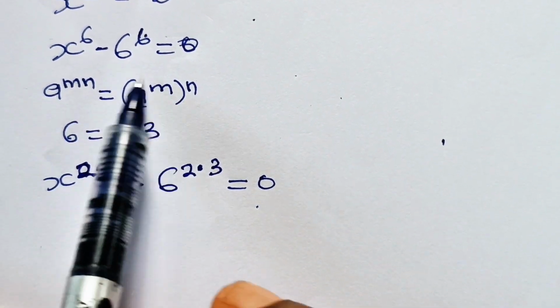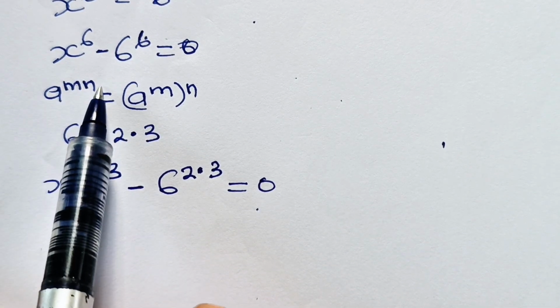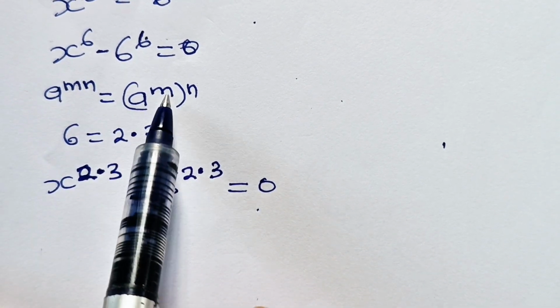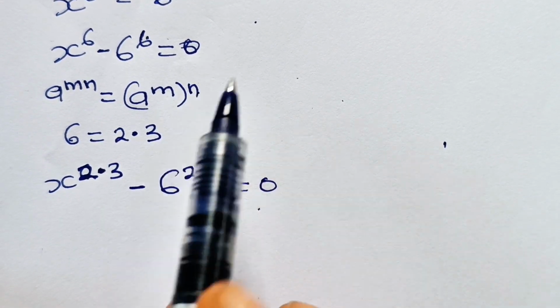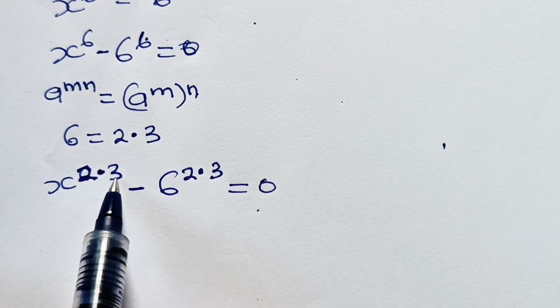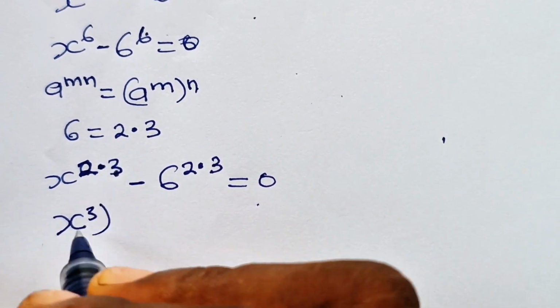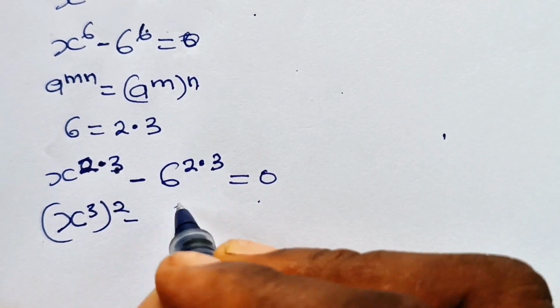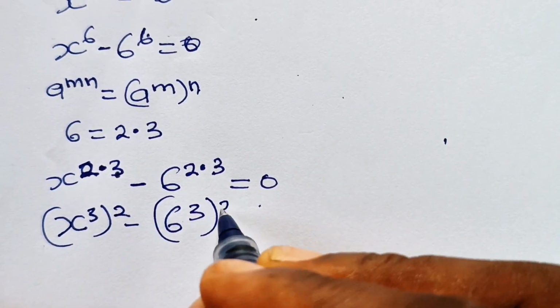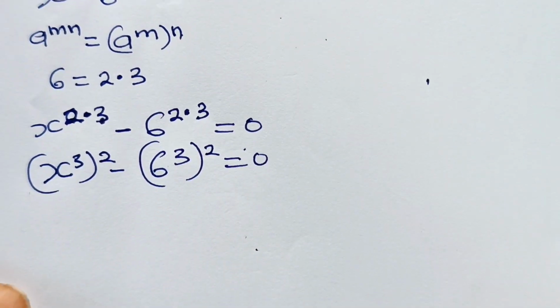Now, if we follow this rule that a^(m times n) is equal to (a^m)^n, it means we can use any of these as our power and bring the other one out. So we can write this as (x^3)^2 minus (6^3)^2 is equal to 0.